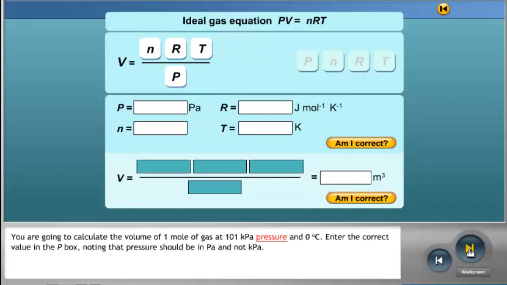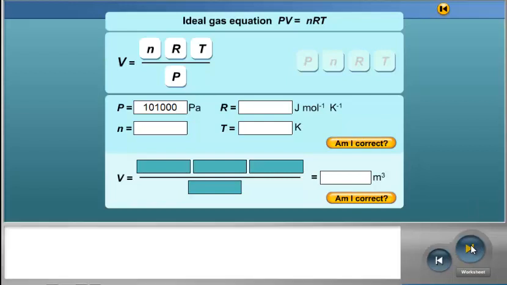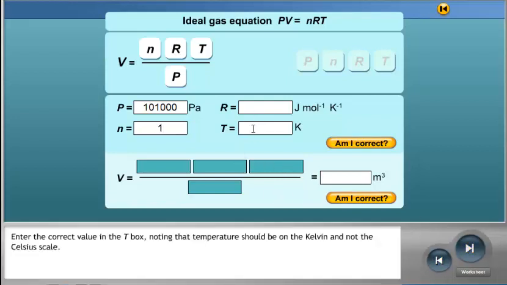You are going to calculate the volume of 1 mole of gas at 101 kilopascals pressure and 0 degrees Celsius. Enter the correct value in the P box, noting that pressure should be in pascals and not kilopascals. Enter the correct number of moles of gas in the N box. Enter the correct value in the T box, noting that temperature should be on the Kelvin and not the Celsius scale.